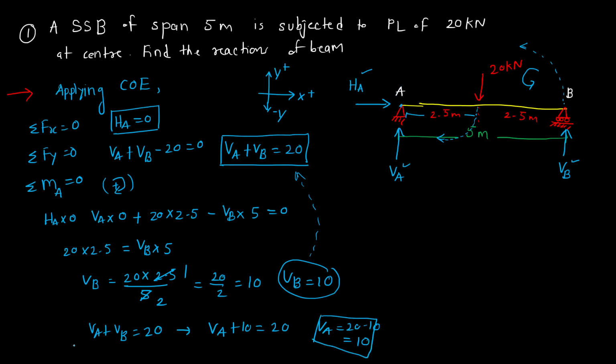So we'll write the final answers. What are all the reactions here? VA value is 10, VB value is 10 and HA value is 0. So these are the three reactions for the simply supported beam. Now let's take another problem.